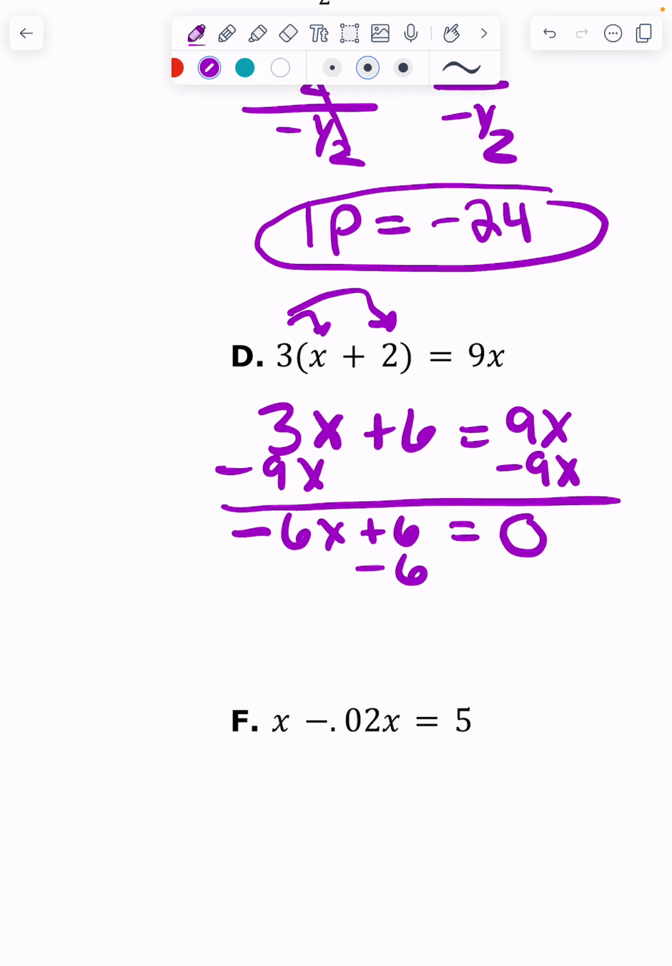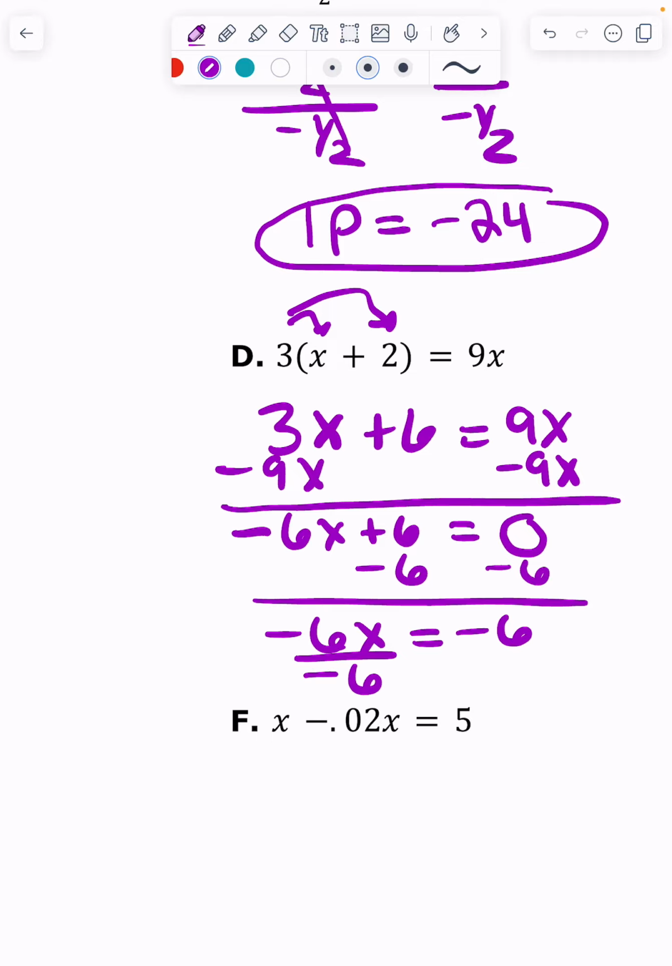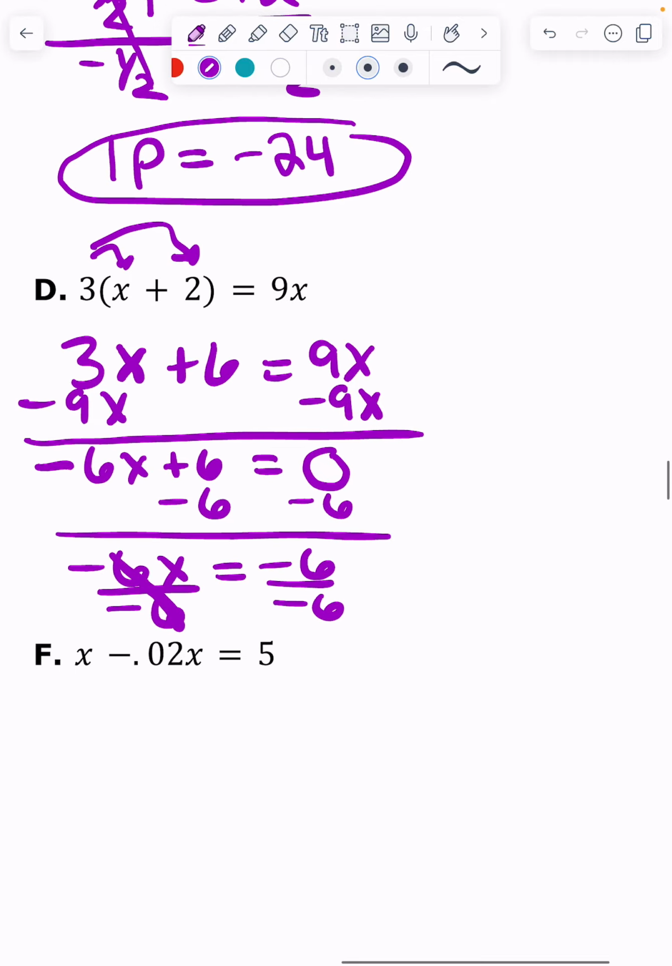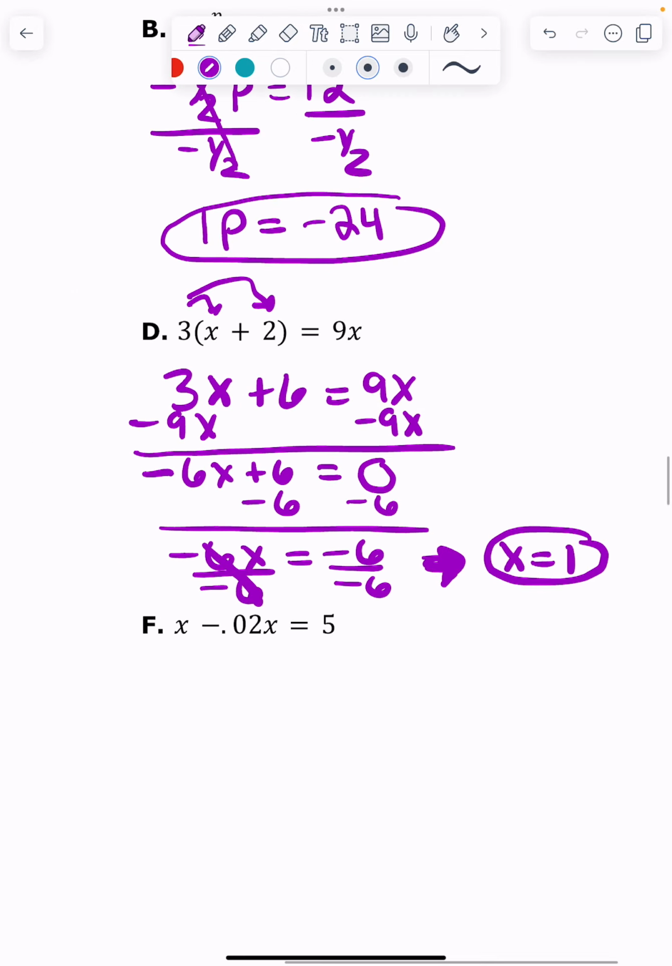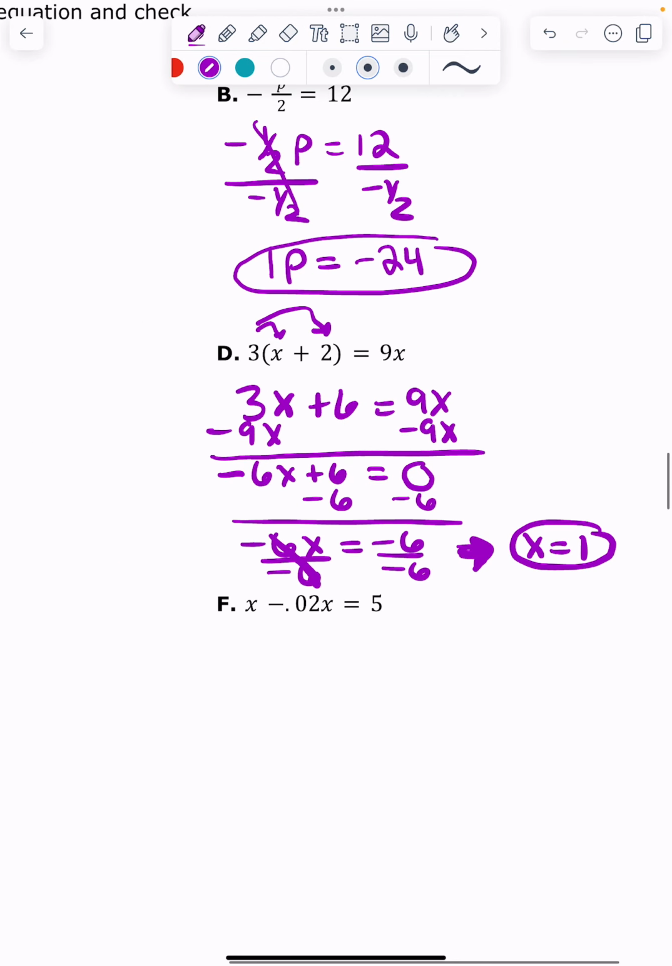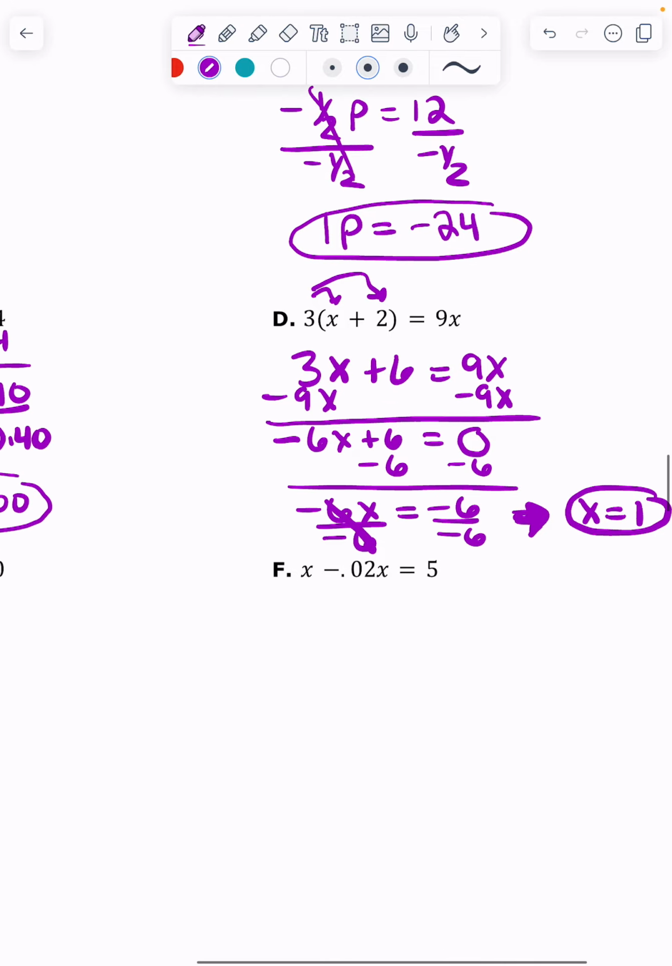And then I'm going to subtract 6 on both sides. So -6x equals -6. Divide both sides by -6 to get rid of that -6 in front of the x. So finally we get that x is equal to +1 because a negative divided by negative is positive. You don't really have to worry about those rules as long as you're using your calculator, because your calculator knows all the negative rules.